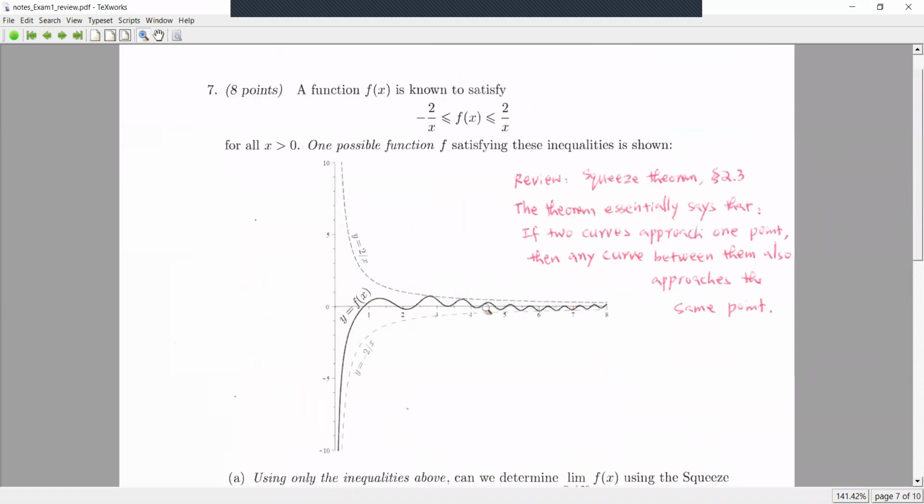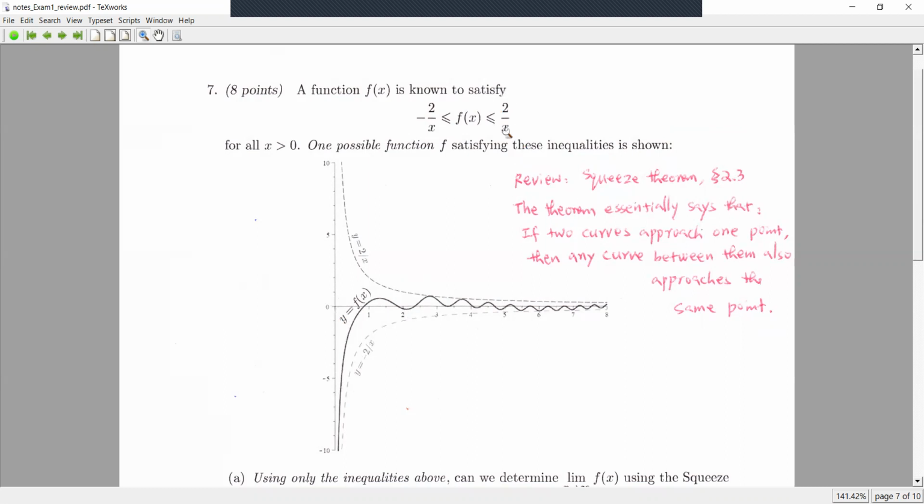As x approaches 0 from the right side, the lower function approaches negative infinity. This curve is the graph of the lower function. The curve goes down to negative infinity near the origin.